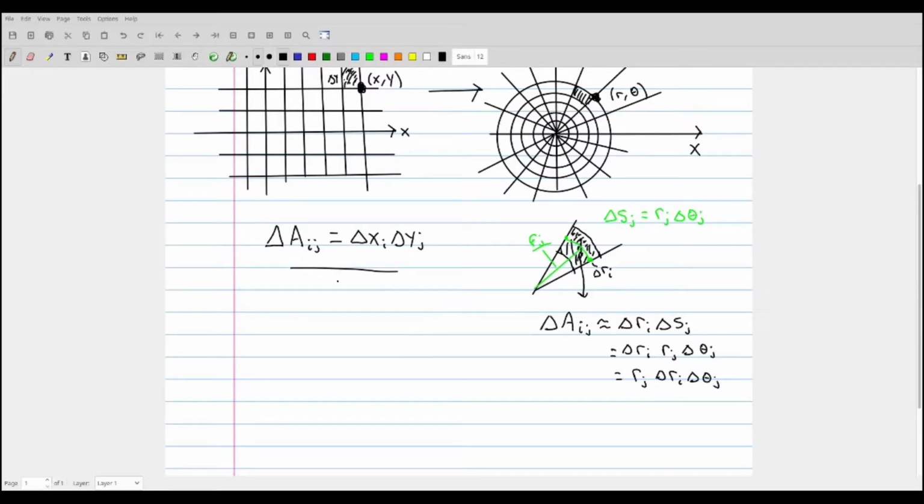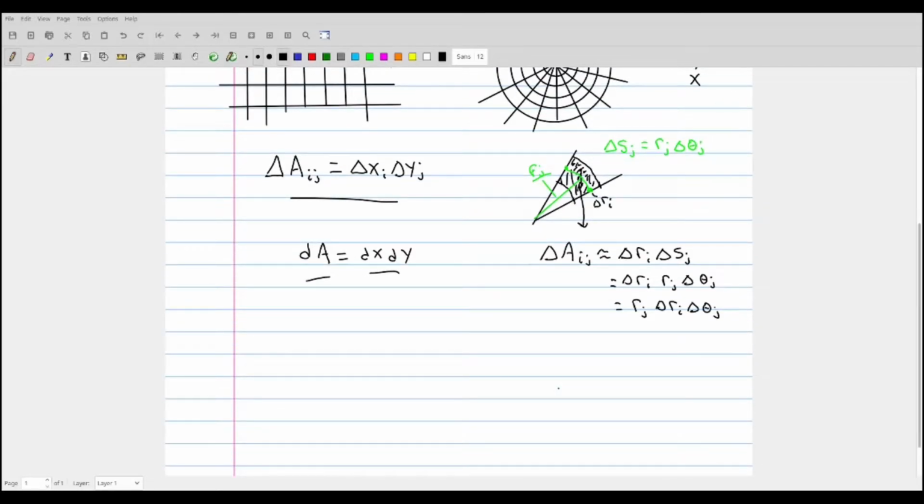You'll remember that when we take the limit of the Riemann sum in Cartesian coordinates, we get that dA is equal to dx dy in the integral when we're integrating. What this means is that in polar coordinates, we expect that when we take the limit, so as the Riemann sum boxes get smaller and smaller and smaller, we expect that dA should be equal to r dr d theta. So dA, remember, is called the area element.